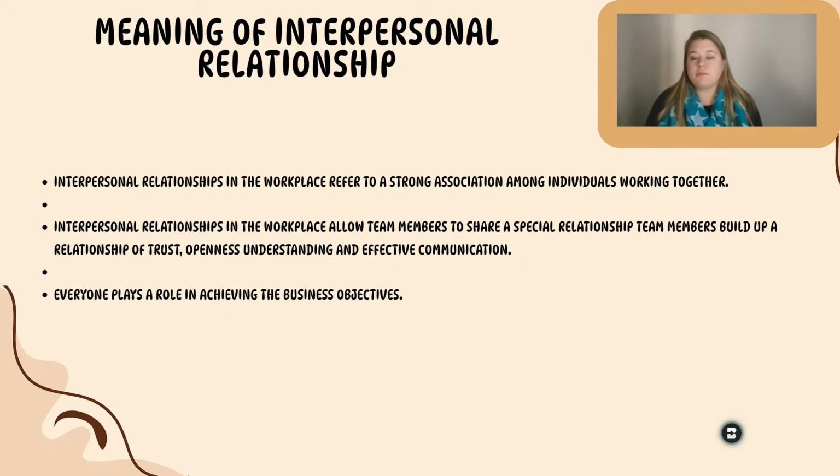Right, the meaning of interpersonal relationships. Interpersonal relationship in the workplace refers to a strong association among individuals working together. Interpersonal relationships in the workplace allow team members to share a special relationship with each other, build up a relationship of trust, openness, and understanding, and effective communication. Everyone plays a role in achieving the business goals and objectives.